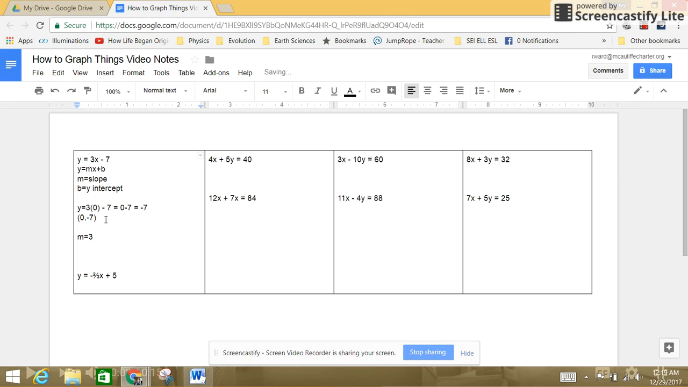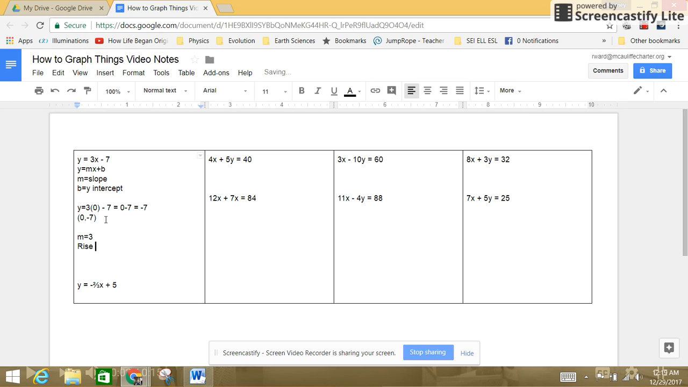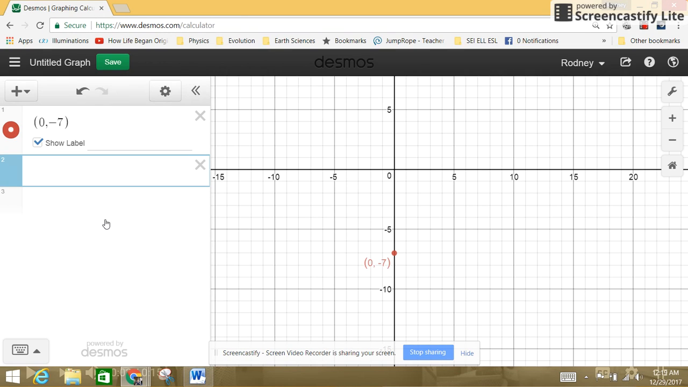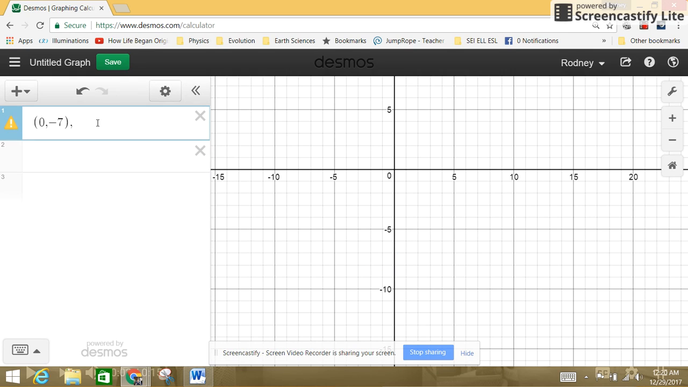So m equals 3. That means that we're going to have a rise of 3 and a run of 1. It means we're going to go up 3 over 1, or down 3 and back 1. So what we'll do is we'll plot that. So we go up 3 and over 1, and we would have a point here at 1, negative 4. So plot another point, 1 comma negative 4.